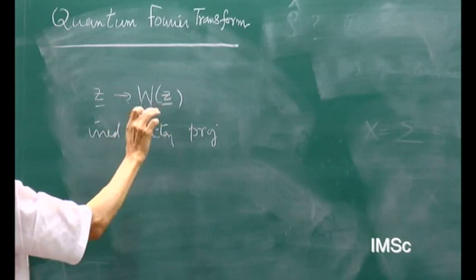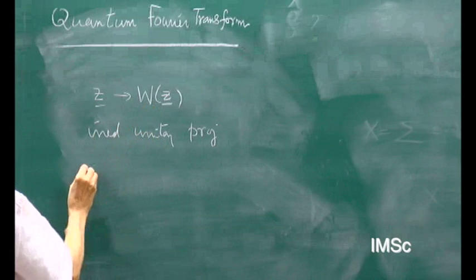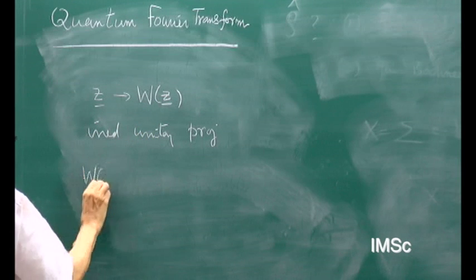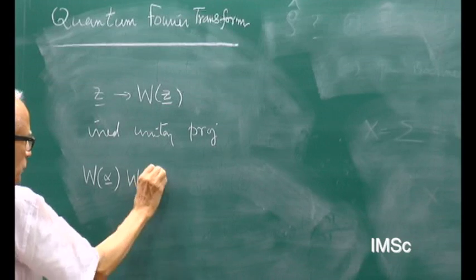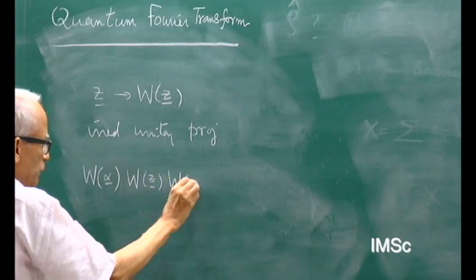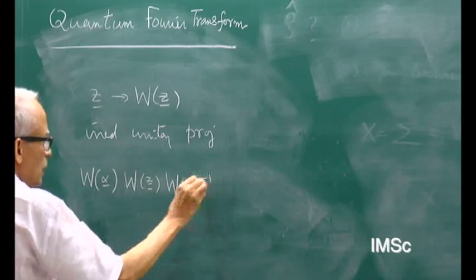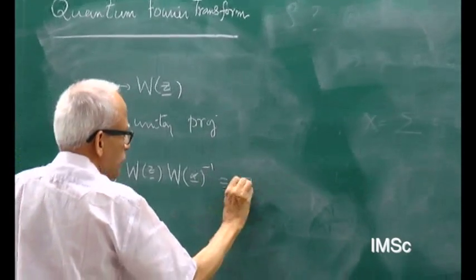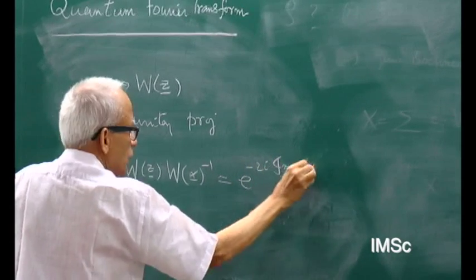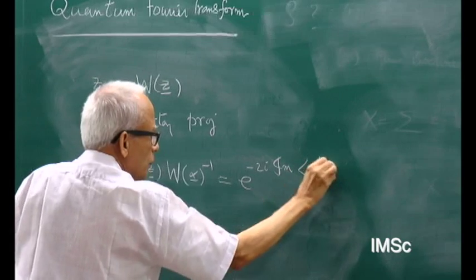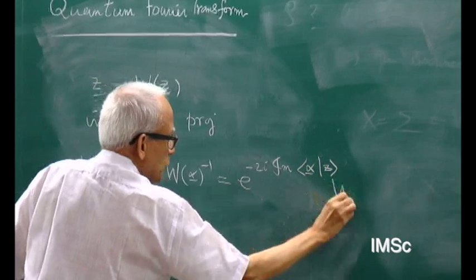And then you want to know how does it transform. If you conjugate W(Z) by another W(alpha), W(alpha) W(Z) W(alpha) inverse, that will be e to the power minus 2i times imaginary part alpha Z, W(Z).